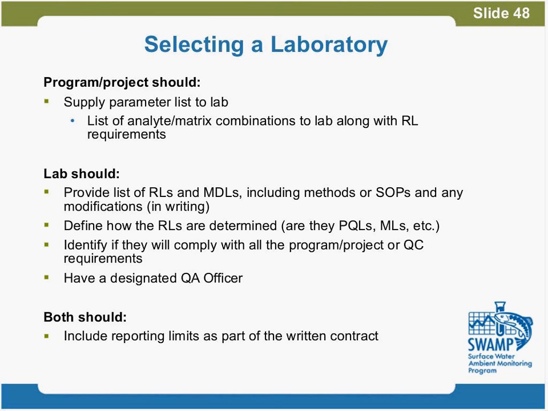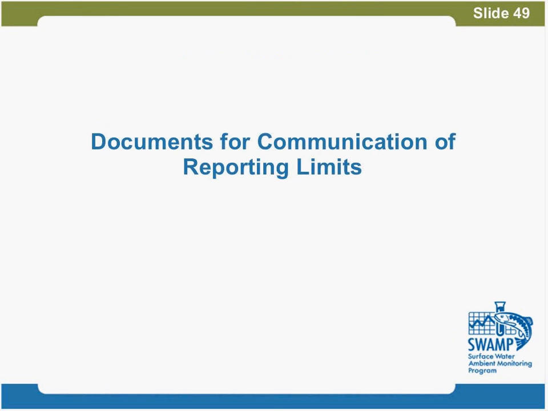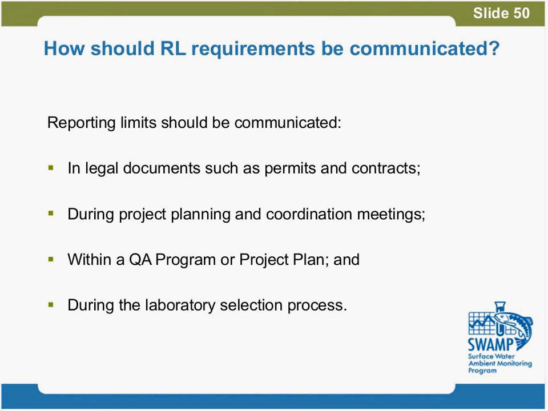So I want to point out that both parties should include any reporting limits and other quality control in your written forms of documentation, so things like the contract, which I'm going to talk about in about 1 minute here. I'm going to talk about it right now, in documents for communication of reporting limits. How should your reporting limits be communicated? And remember, you determined those. They were predetermined before you started the study.